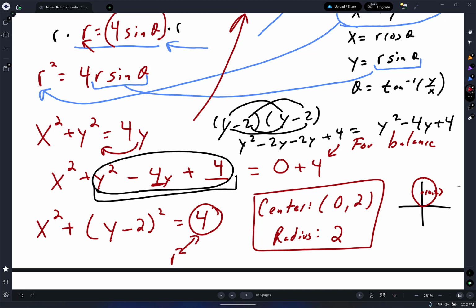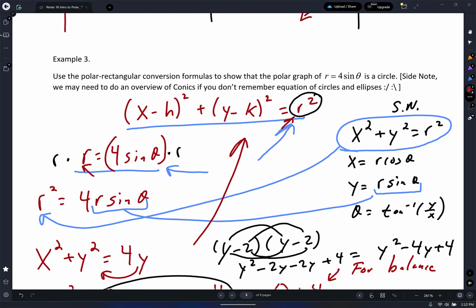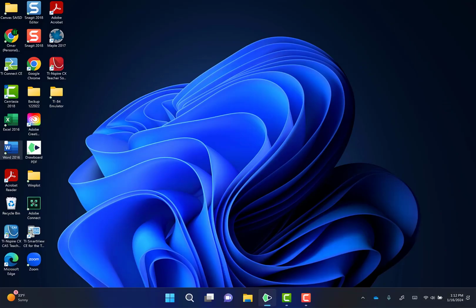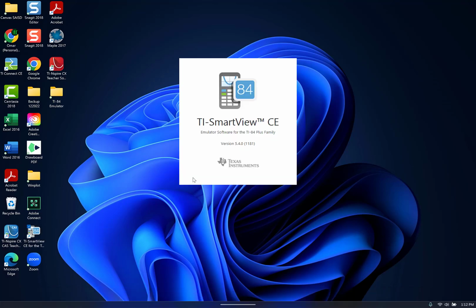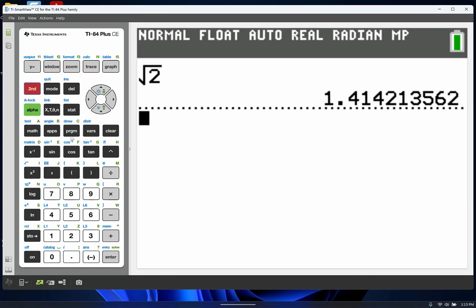Cool, right? Now, if you have a calculator, which you do, you could graph this really quickly to see that it's a circle. Watch. I don't remember if I have it already in the mode. Okay, let me show you. Let me clear this. Let me reset it.